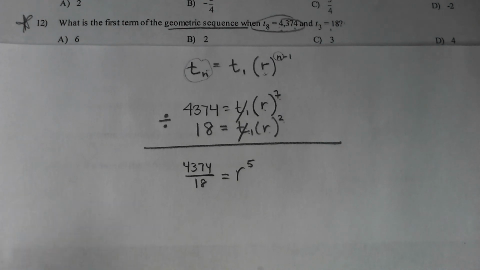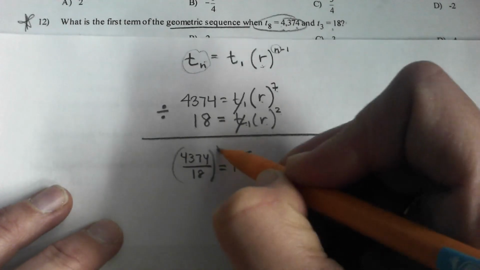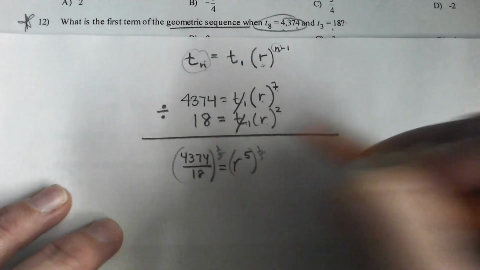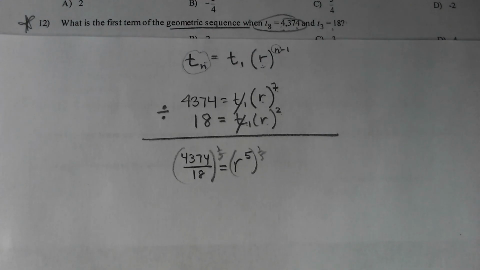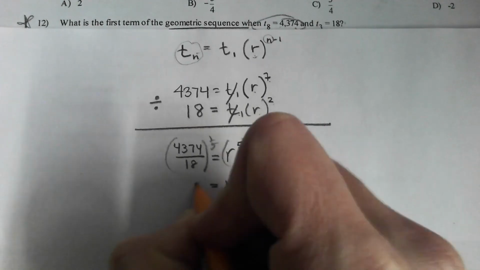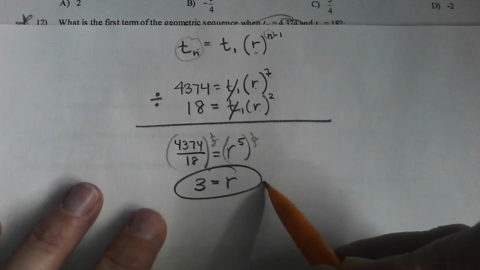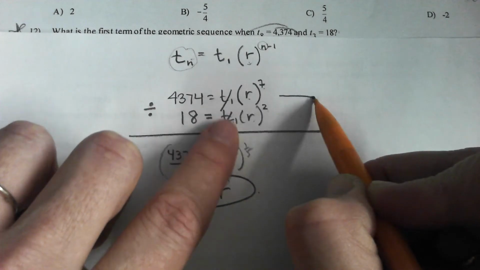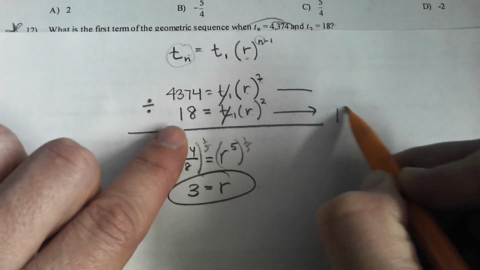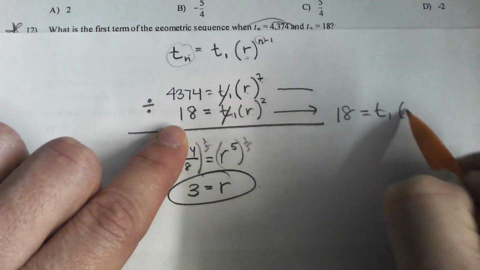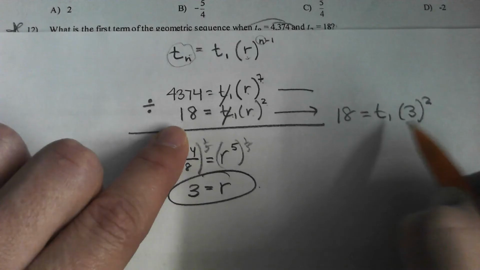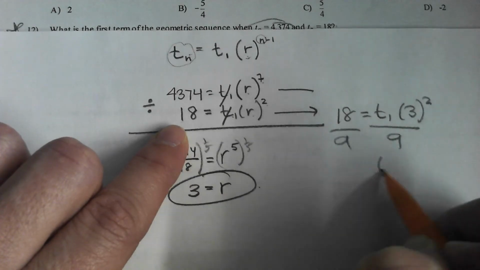So how do we get rid of the 5? 5th root, or I tend to raise to the reciprocal 1/5 power, same thing. So 4374 divided by 18 raised to the 1/5 power is 3. So once you know what the common ratio is, you can go back up. I'll go to the easier one. 18 equals t sub 1 times 3 squared, divide both sides by the 9. The first term is 2.